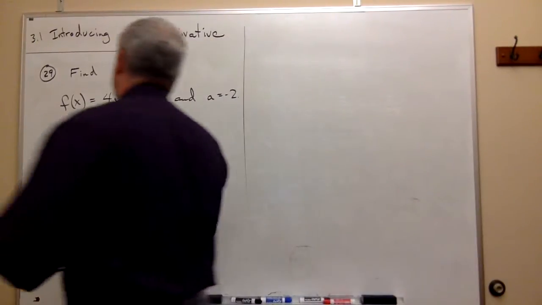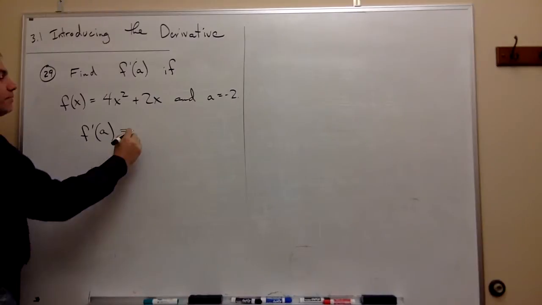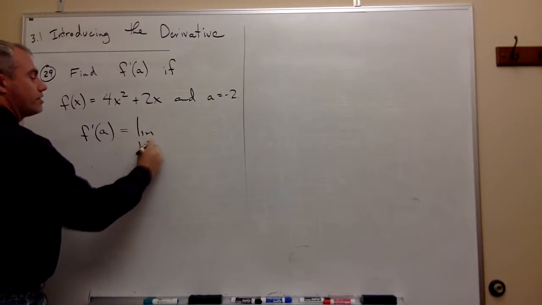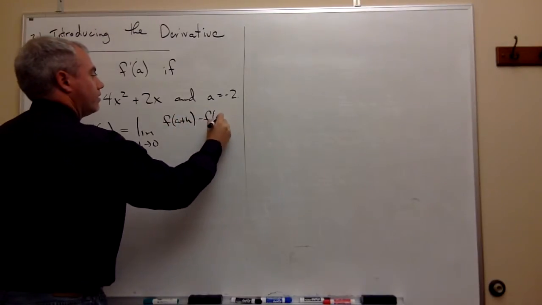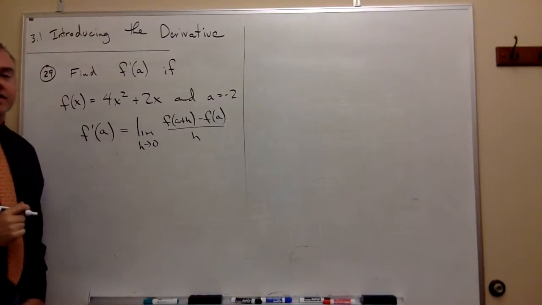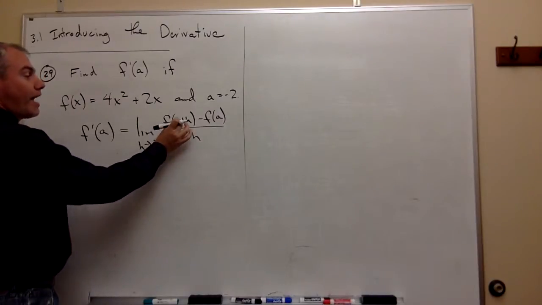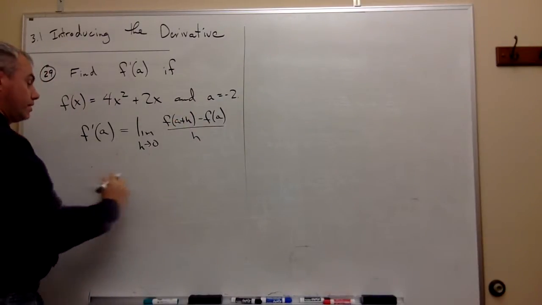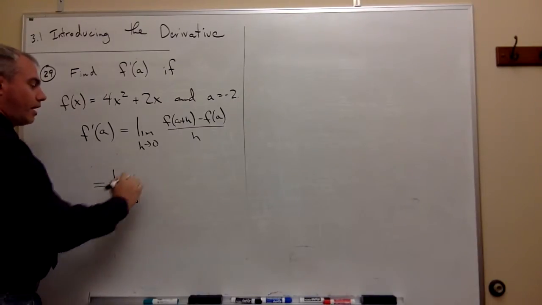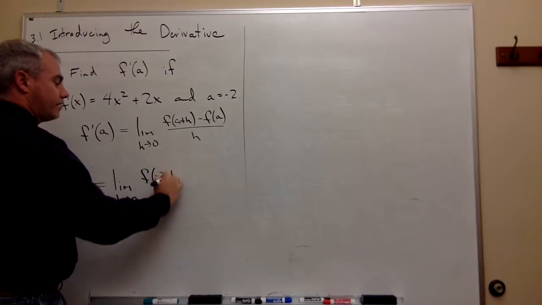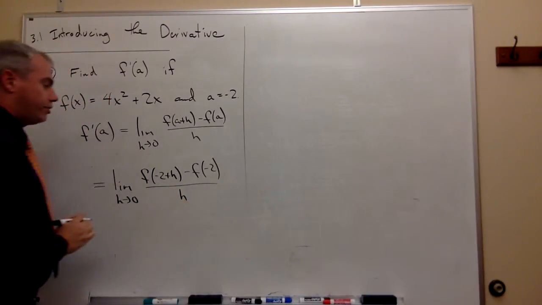So the formula for f prime of a, let's just write it down, is f prime of a is equal to the limit as h goes to 0 of f of a plus h minus f of a over h. And that's just by definition. Now we want to plug in, we know what a is. A in this case is negative 2. So let's rewrite this. This is the limit as h goes to 0 of f of negative 2 plus h minus f of negative 2 all over h.